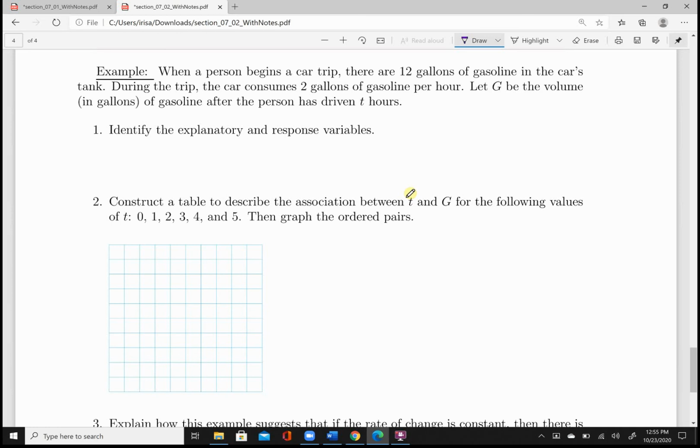Okay, they want us to identify the explanatory and response variables. So this hasn't been clearly defined yet, I don't think. Or wait, has it been? I think so. Yeah, it has. This has been given to you.